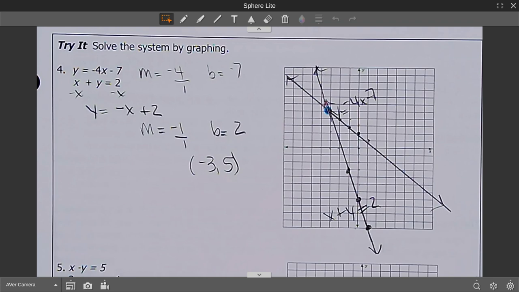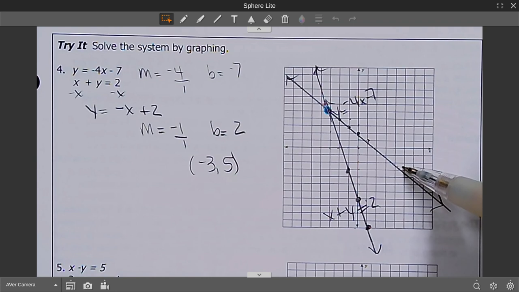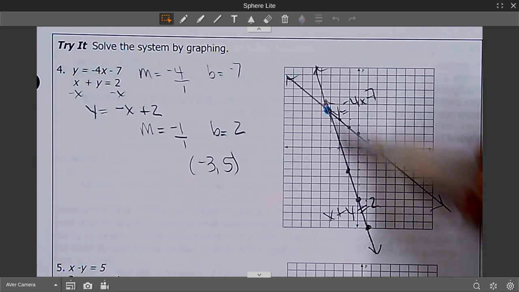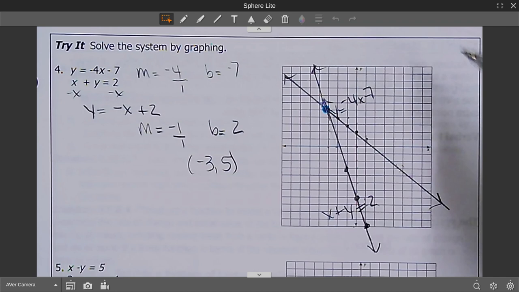Mine was on the bottom. Your intersection was down here? Yeah. So then, did you graph this line wrong? Because I did this one with you. Or no, I did this one with you, right? Yeah. So you had your slope going the wrong way. My slope is negative, Isaac, so that's the other thing to think about.